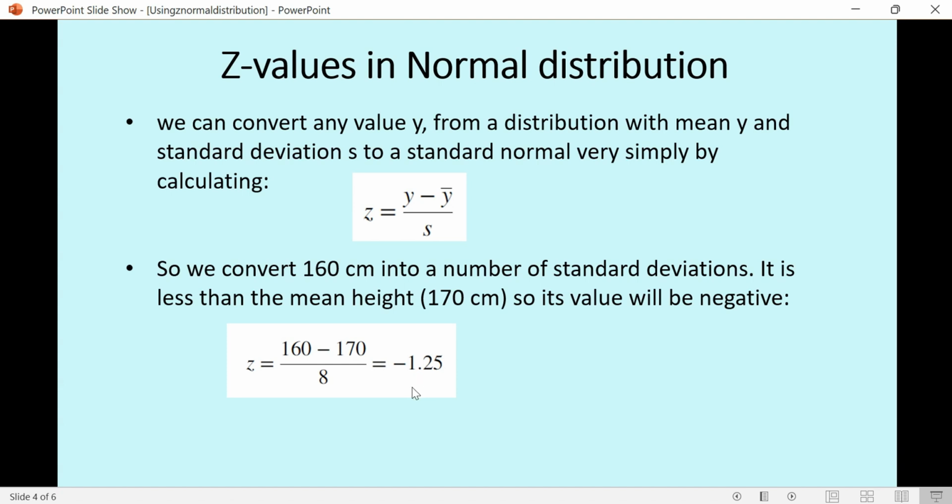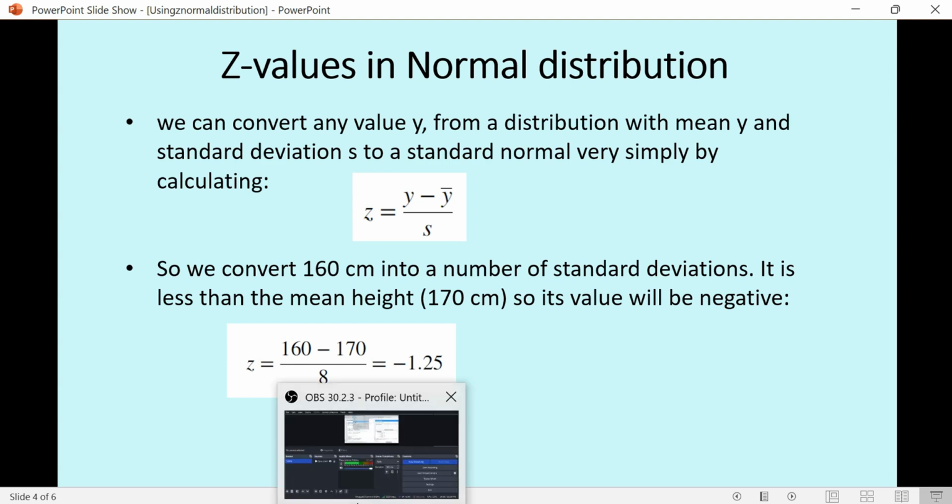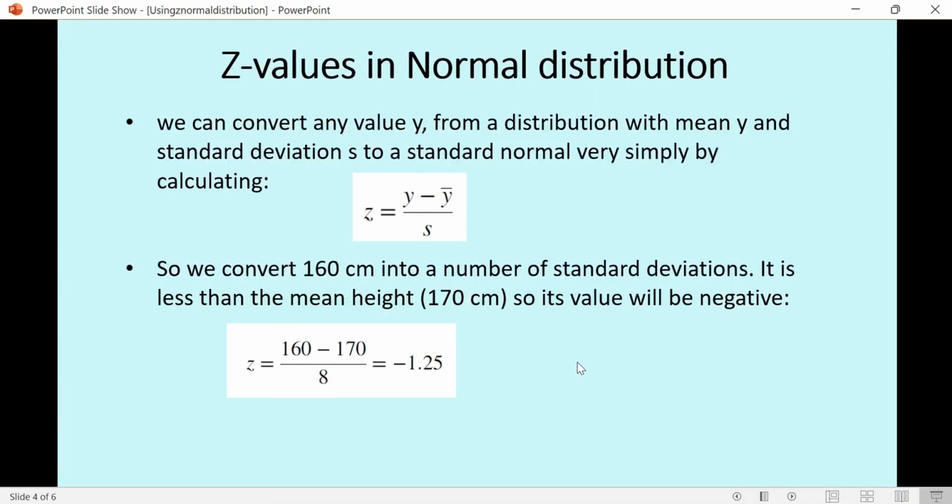So what does this mean? This means the height of 160 cm in normally distributed height values with the mean value 170 and the standard deviation 8, has the z value, alternatively in the standard normal distribution, of minus 1.25. And this value is also saying about minus 1.25 times the standard deviation in the standard normal distribution.